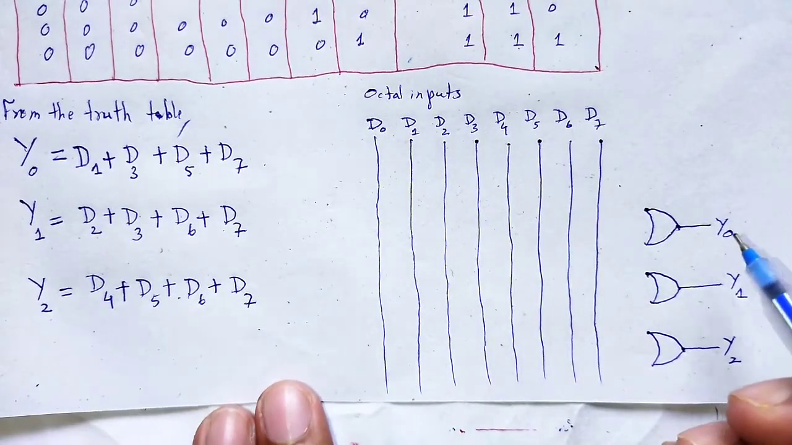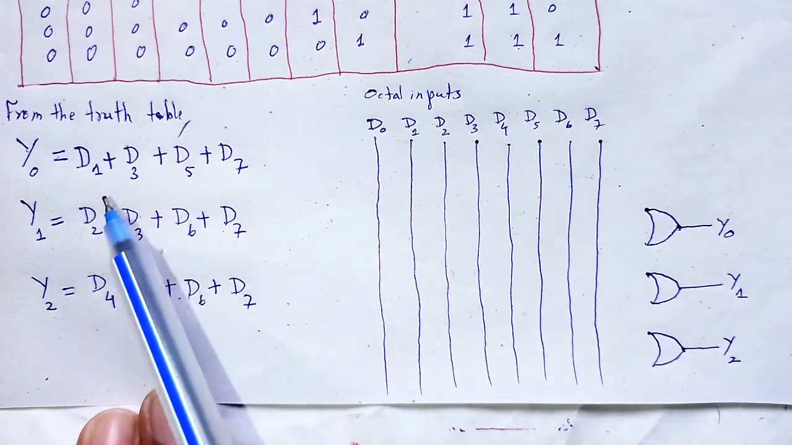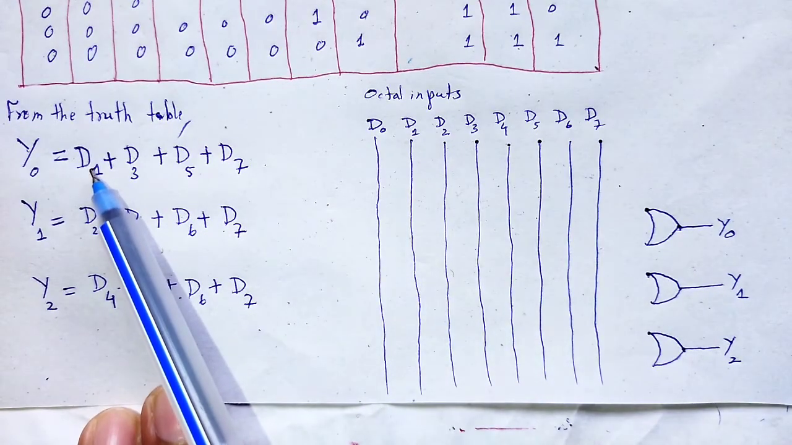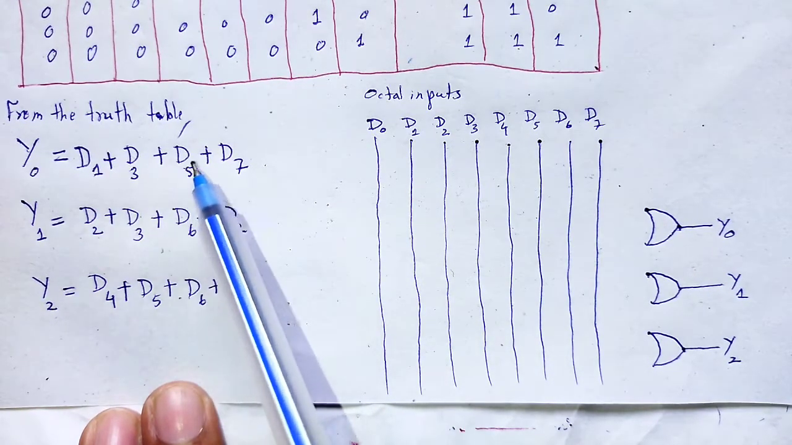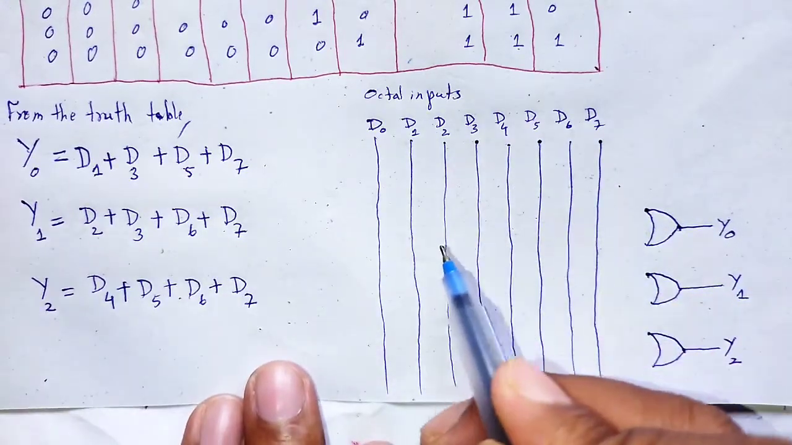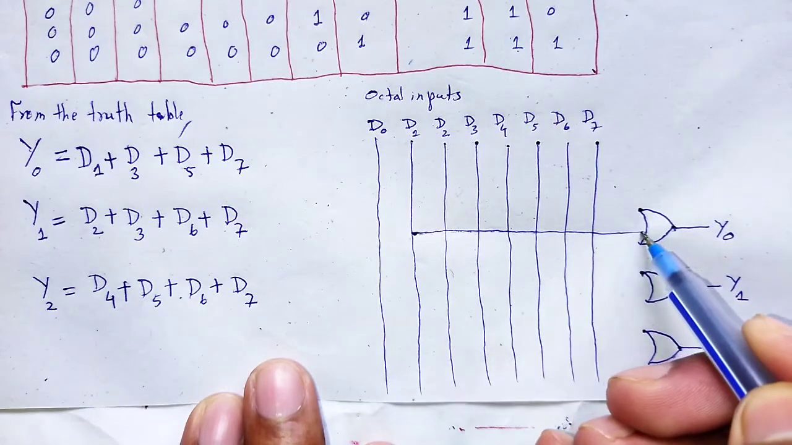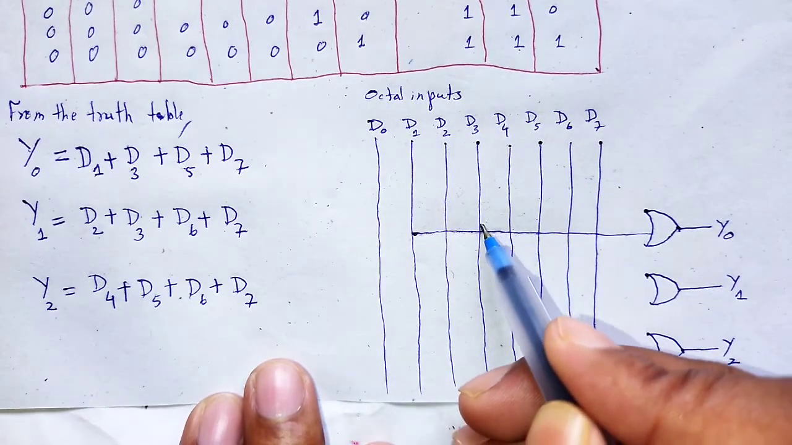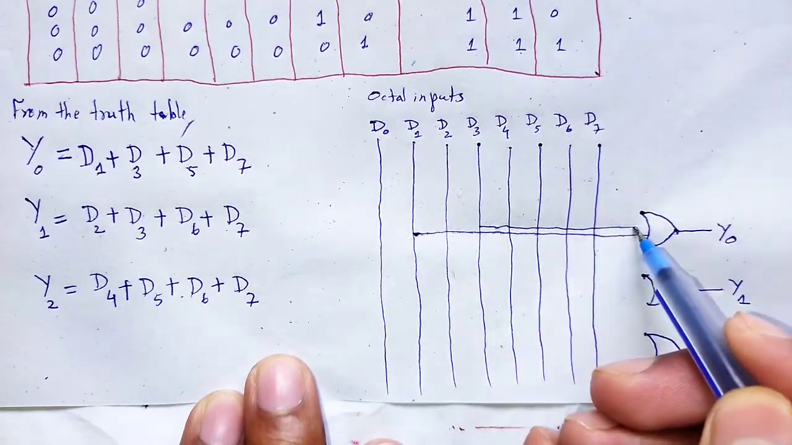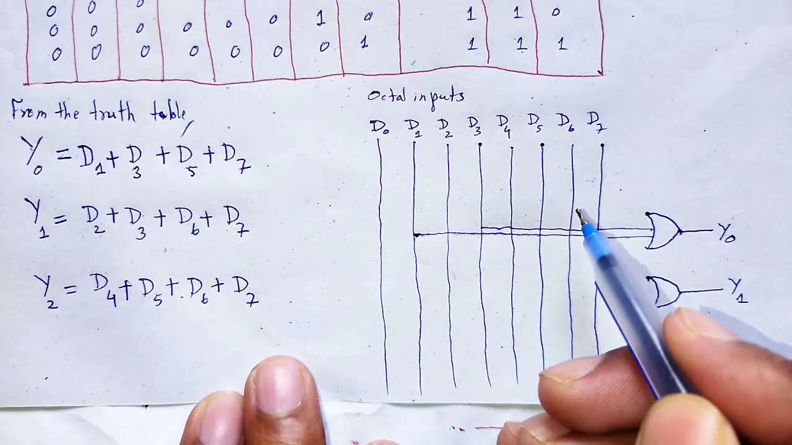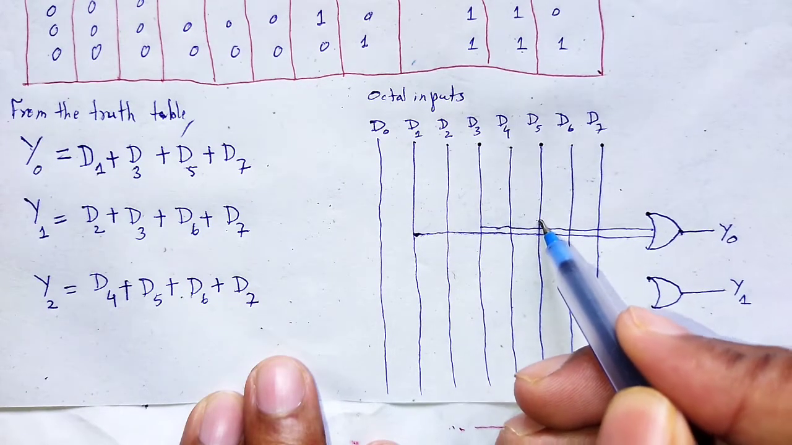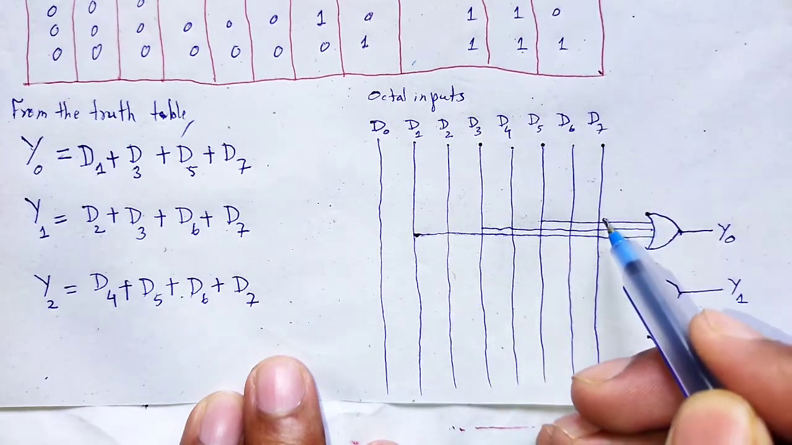For y0, to achieve y0, possible input lines are D1, D3, D5, D7.